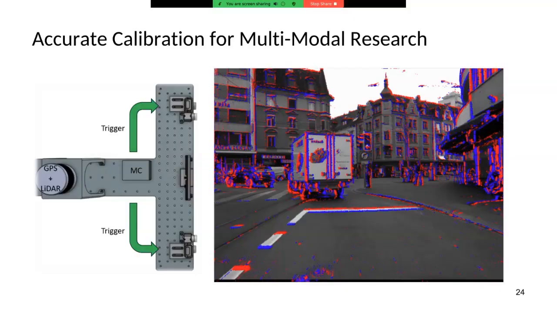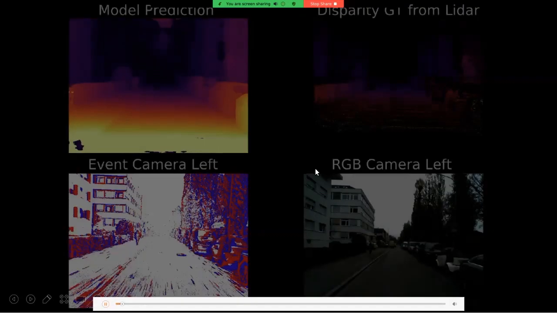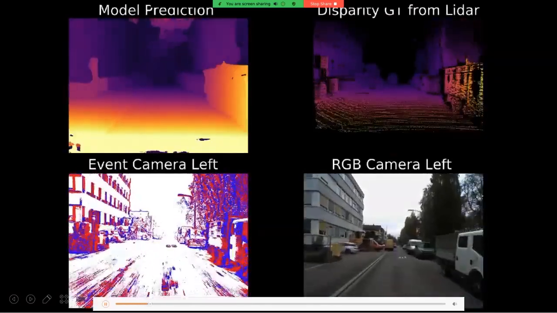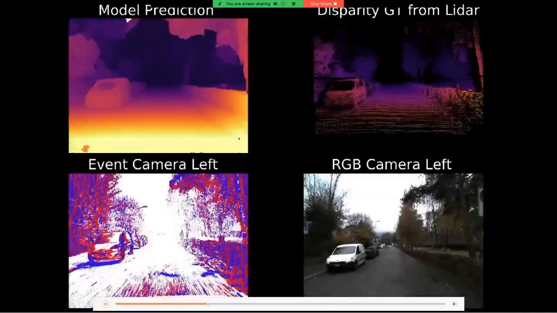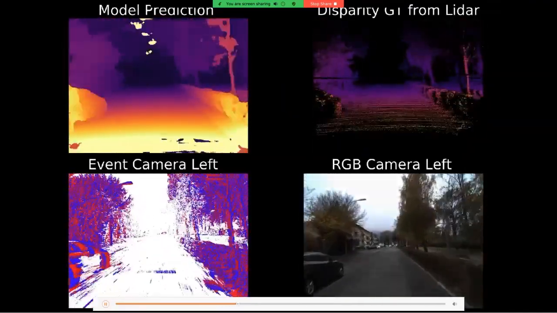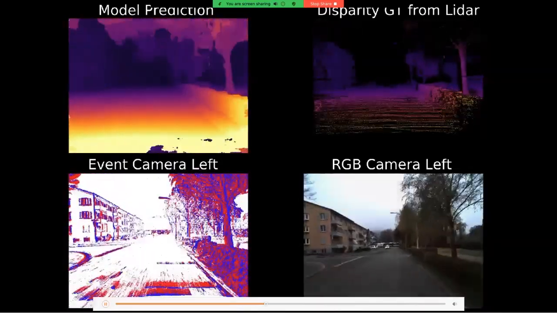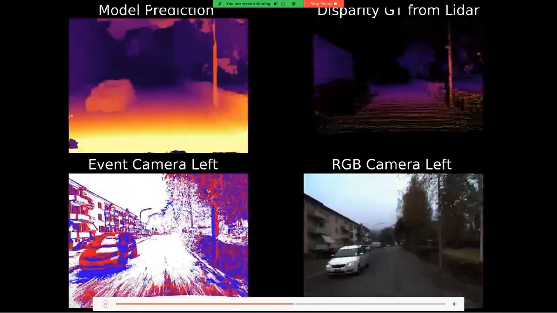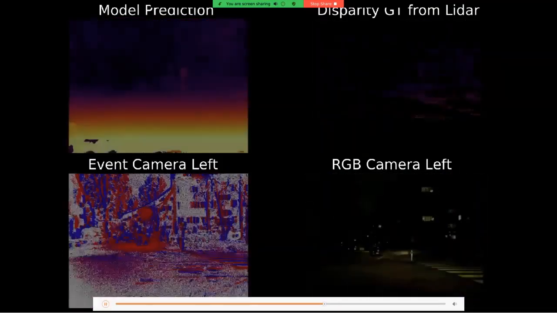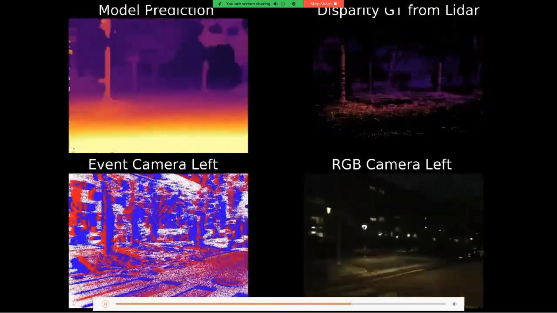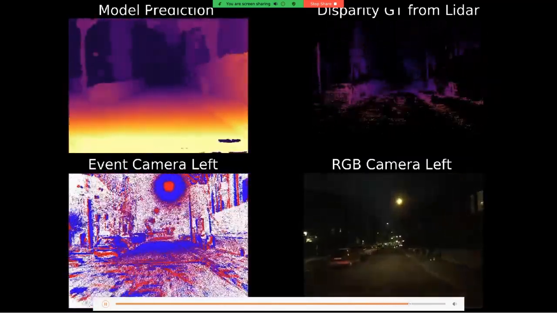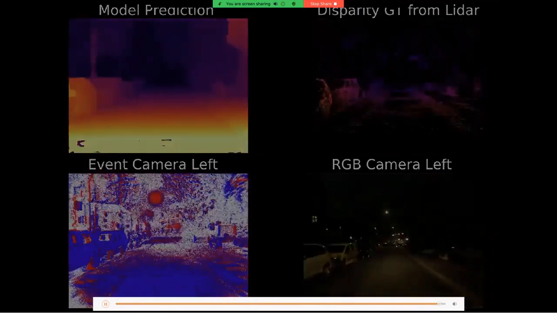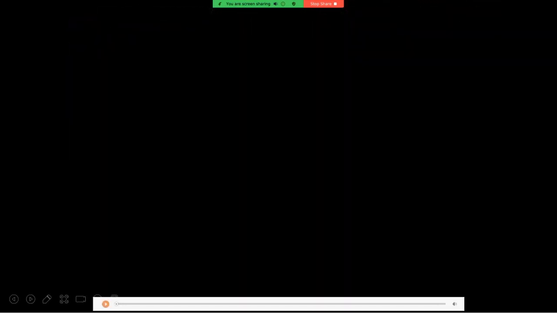Well, so much for the data set. Now, I want to show you that we also trained a neural network for stereo prediction, because we want to see if our data is actually good. We train a neural network on the event camera data only, and the model has to predict the disparity, or essentially the inverse depth. And it does that really well on our data set, which gives us hope that we did a good job calibrating the event camera together with the LiDAR.